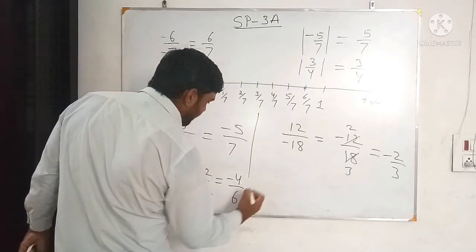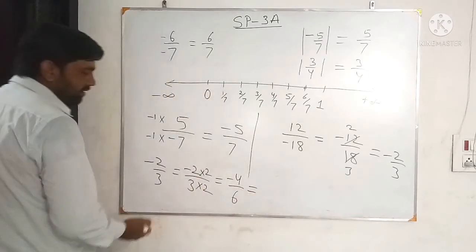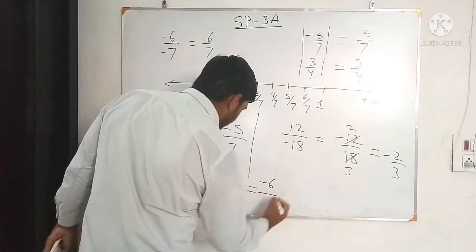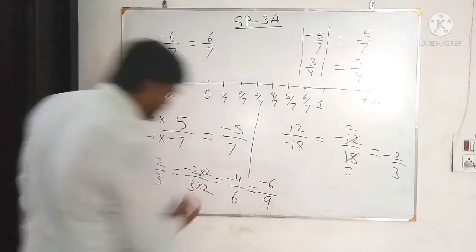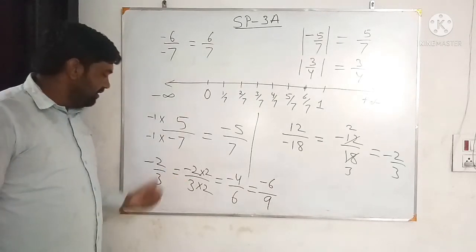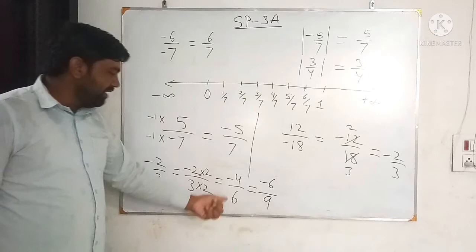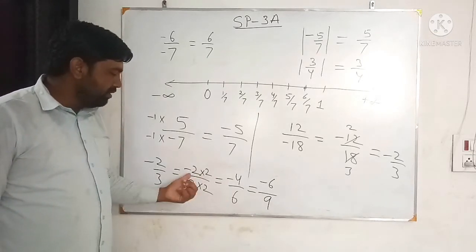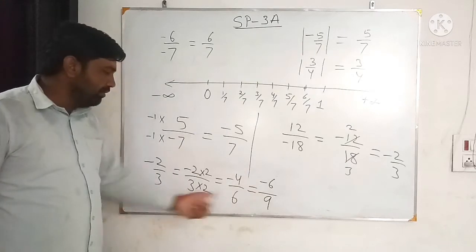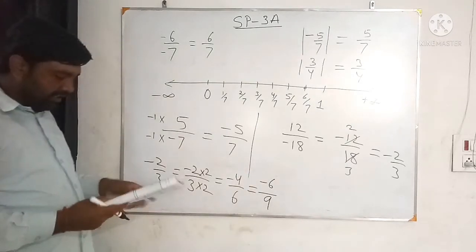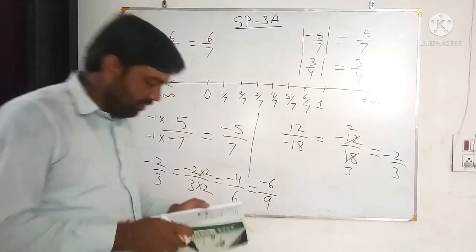See, this is equivalent. Next, if you want to multiply by 3, minus 2 3s are 6, minus 6, and 3 3s are 9, minus 6 by 9. The second multiple of this rational number minus 2 by 3 is minus 4 by 6. Now the third multiple, multiply by 3: minus 2 into 3 gives you minus 6, 3 into 3 gives you 9. Minus 6 by 9. Okay. Like this we get the equivalent rational numbers.